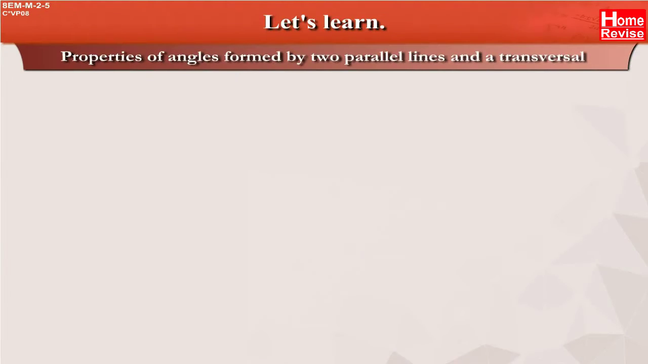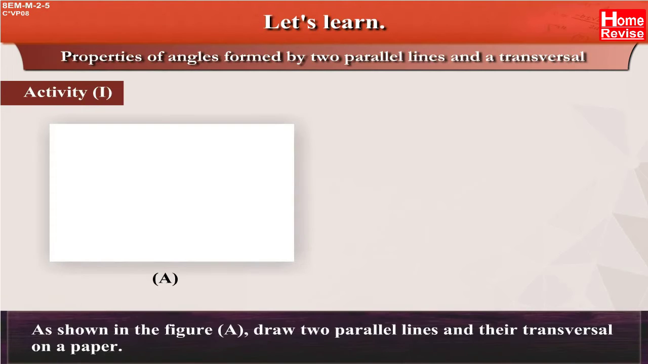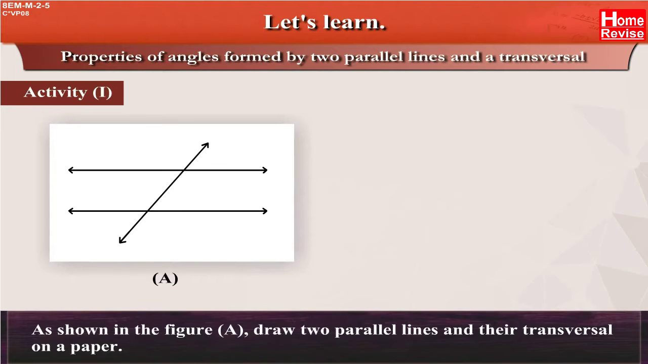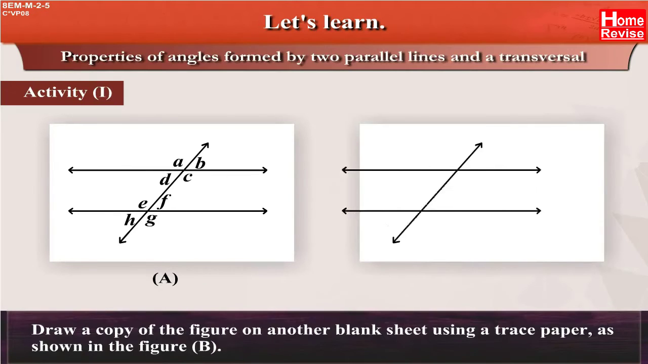Properties of angles formed by two parallel lines and a transversal. Activity 1. As shown in the figure A, draw two parallel lines and their transversal on a paper. Draw a copy of the figure on another blank sheet using a trace paper, as shown in the figure B.